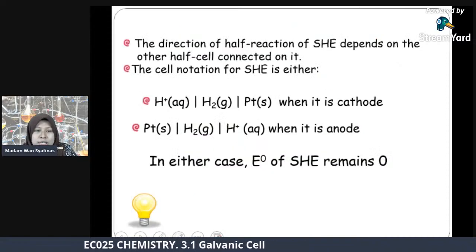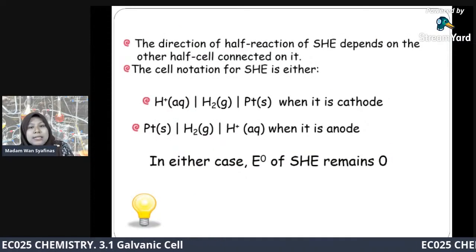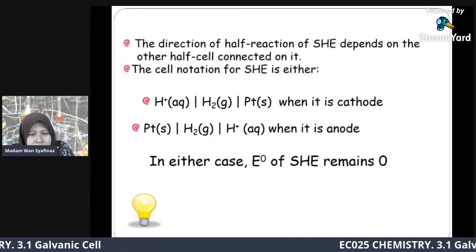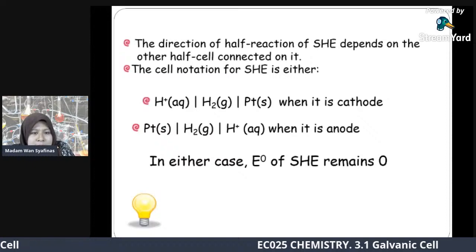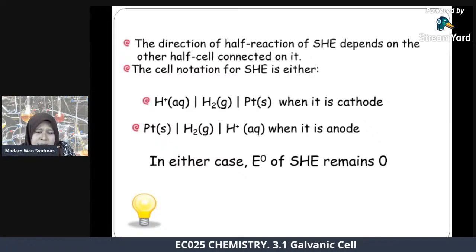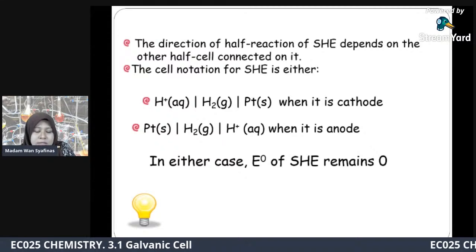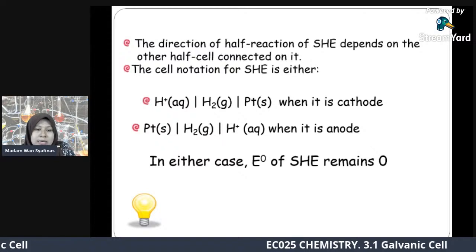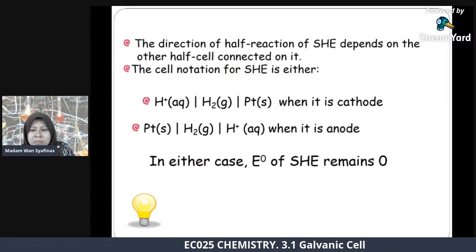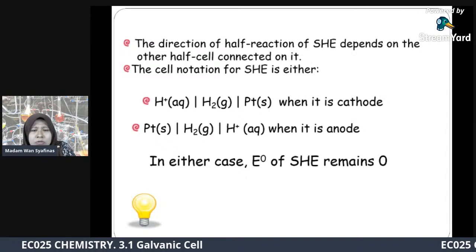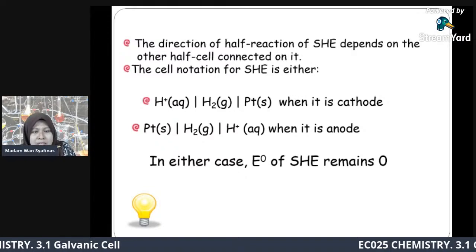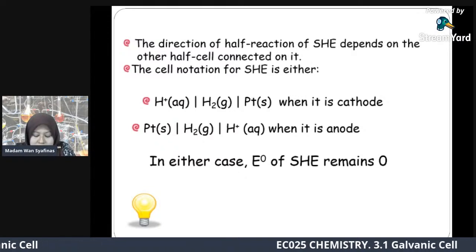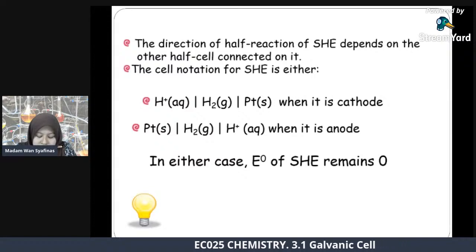Ni conclusion yang kita boleh buat. Kita boleh kata yang the direction of half reaction untuk SHE ni depends on other half cell connected, macam saya kata tadilah, dengan siapa dia connect. Kalau dia connect dengan yang more negative value, maksudnya SHE tu akan bertindak sebagai cathode. Kalau dia connected dengan more positive value, SHE akan bertindak sebagai anode. Bila SHE bertindak sebagai cathode, dia akan undergo reduction. Yang ni dia punya cell notation.